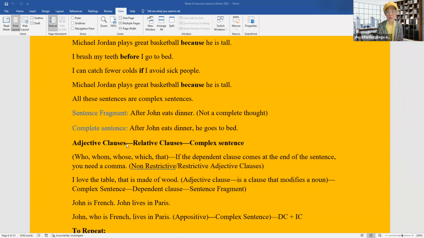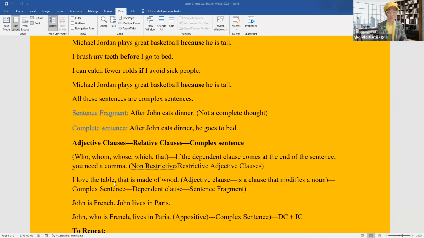So if the dependent clause comes at the end of the sentence and you have who, whom, whose, which, that, then you need a comma. So here, I love the table, comma, that is made of wood. The reason why you have a comma is because this is also known as an adjective clause. This entire clause modifies table.